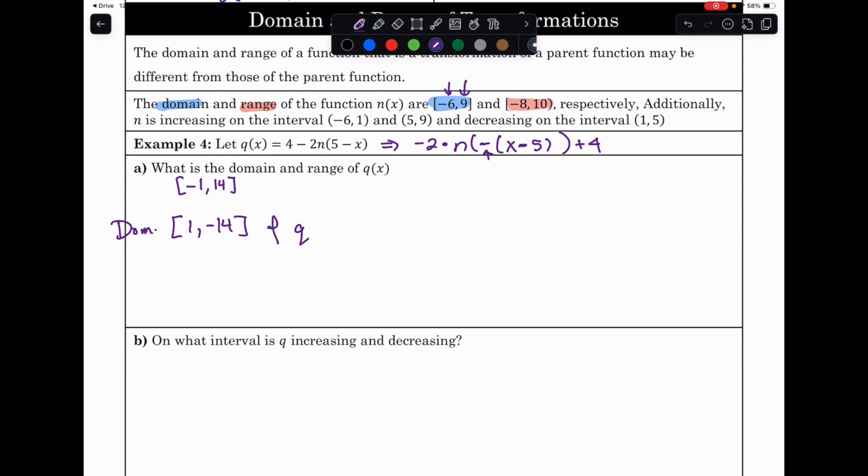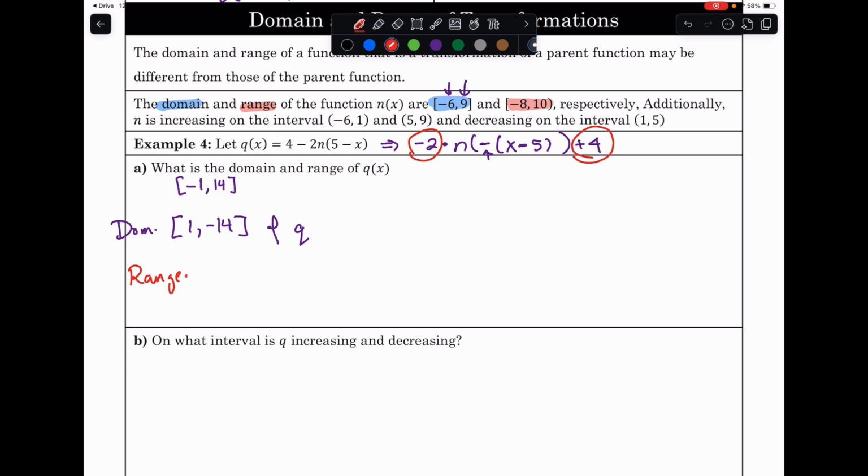And the range is going to be affected by performing the operations to the y values. The operations we're performing to the y are on the outside. We're doing two things: multiplying and adding. Because we're performing these operations to the y, this one follows the order of operations, and we do the multiplication first before we do the addition.